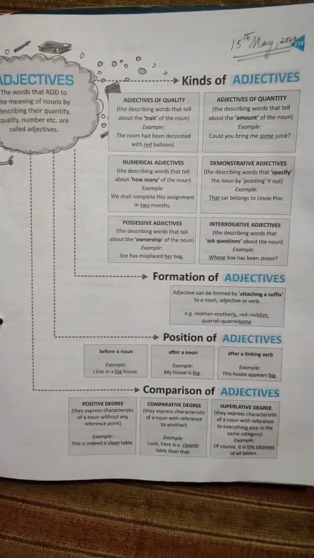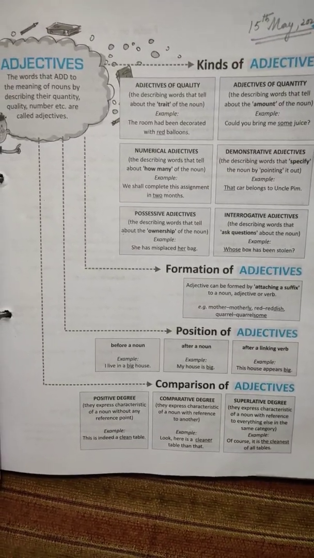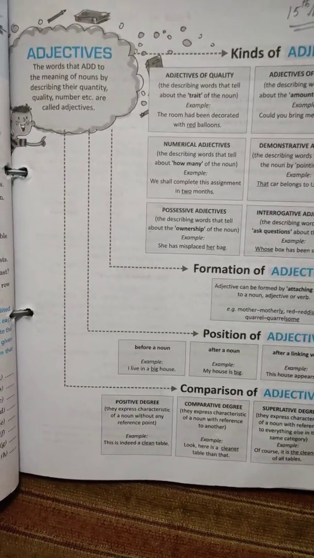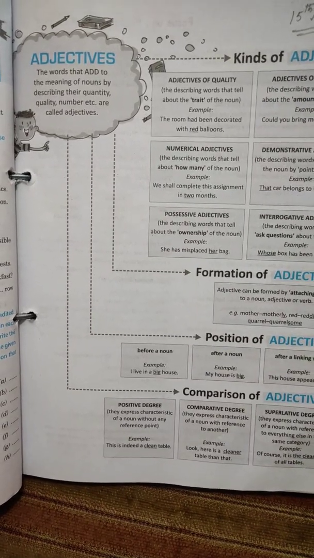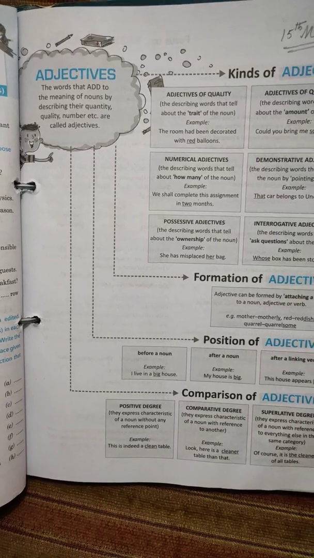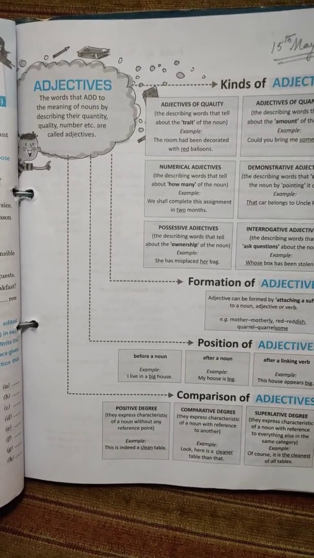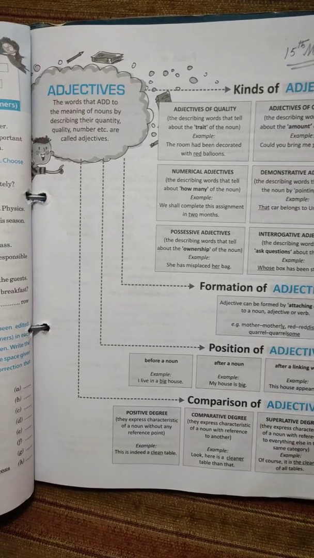Compacta page number 219. According to your Compacta, you will get the definition. The words that add to the meaning of nouns or describe their quantity, quality, number, etc. are called adjectives.